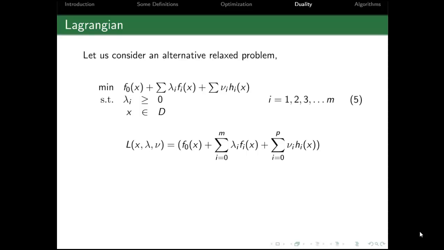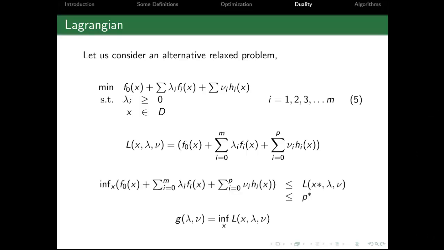So L is a function of x, lambda and nu, defined as f naught plus sigma lambda_i f_i plus sigma nu_i h_i. The infimum of the Lagrangian over x is less than or equal to p star. This can be seen very easily, but the thing to be noted is this inequality is valid only when x is feasible. So now we define g as a function of lambda and nu as the infimum of the Lagrangian over x.